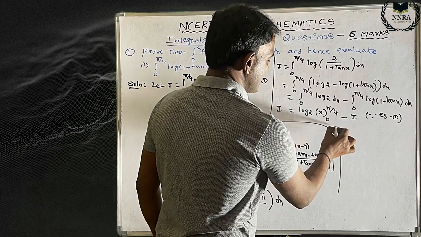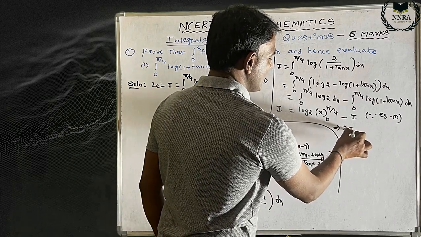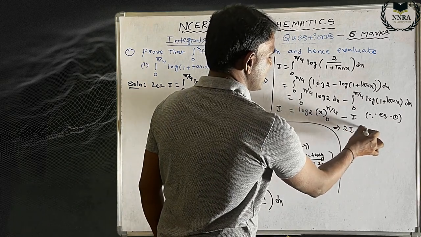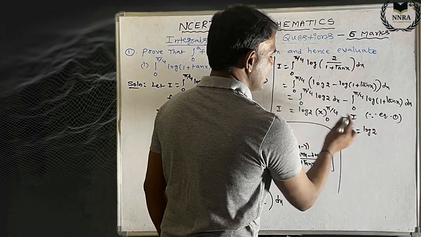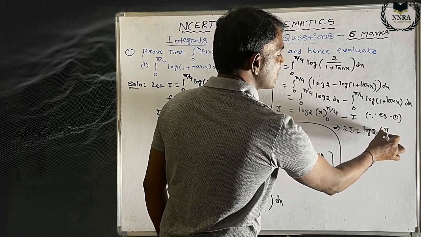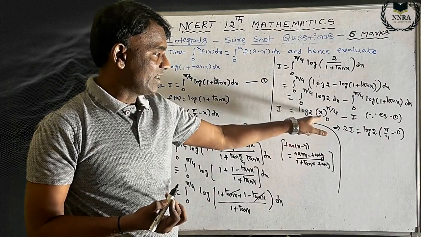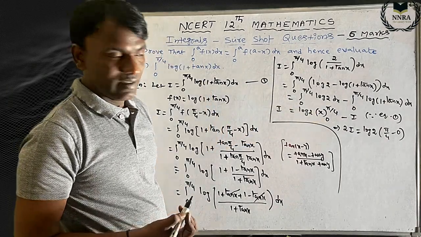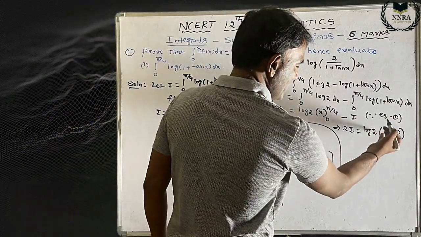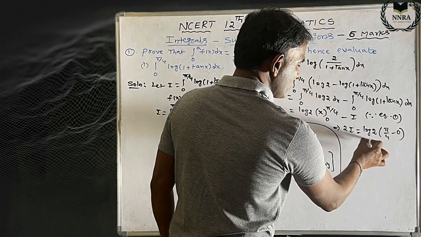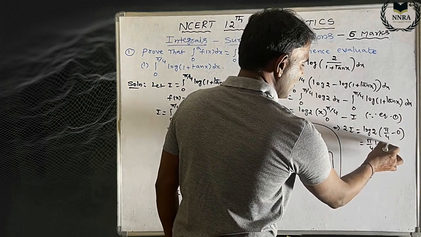Then we get I plus I. So I plus I means that is 2I. And log 2 is constant, right? And here the upper limit is pi by 4, the lower limit is 0. We substitute both upper and lower limits in the place of x. Okay, now how much is it? Pi by 4 minus 0 is pi by 4. So pi by 4 log 2.